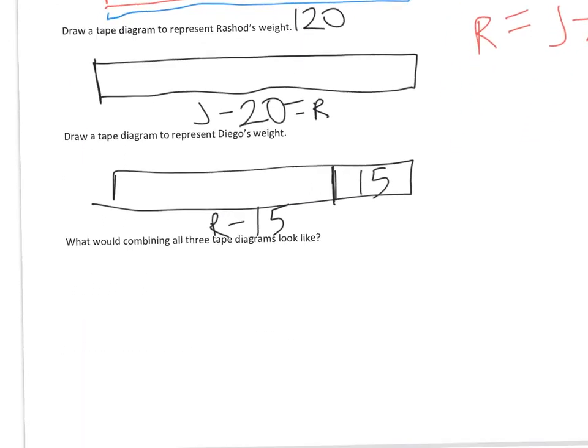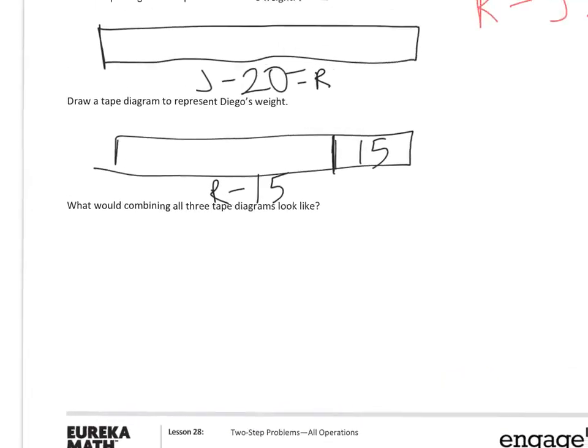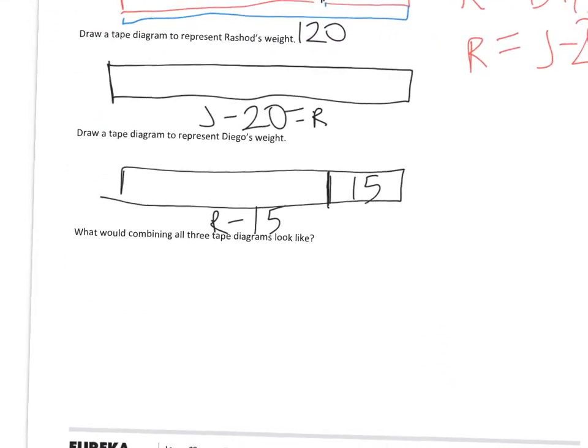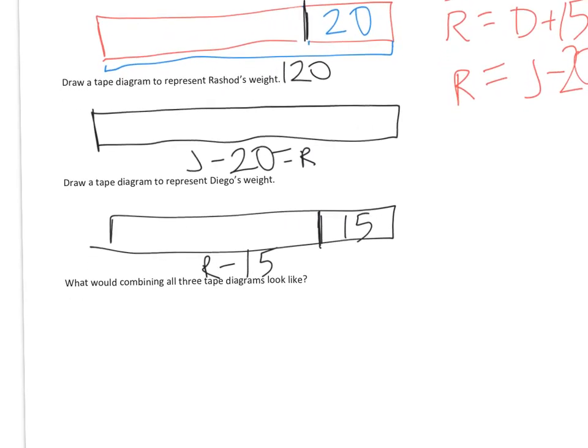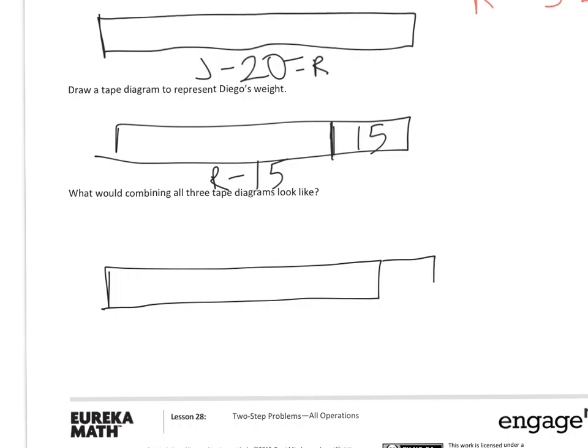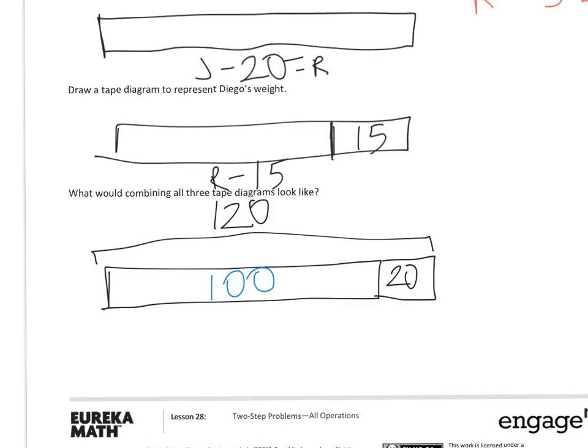Yeesh! So what would combining all these three tape diagrams look like? Yowza. Well, we know Juan and Rashad weighed the same amount last year. And we know that Juan put on that 20 pounds. And that all this equals 120. So we know that this stretch here must be 100.